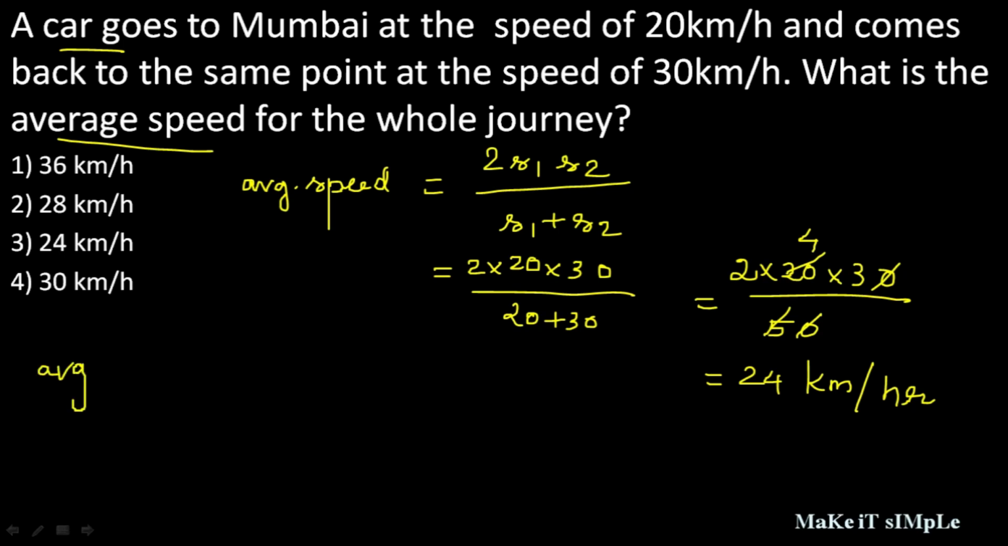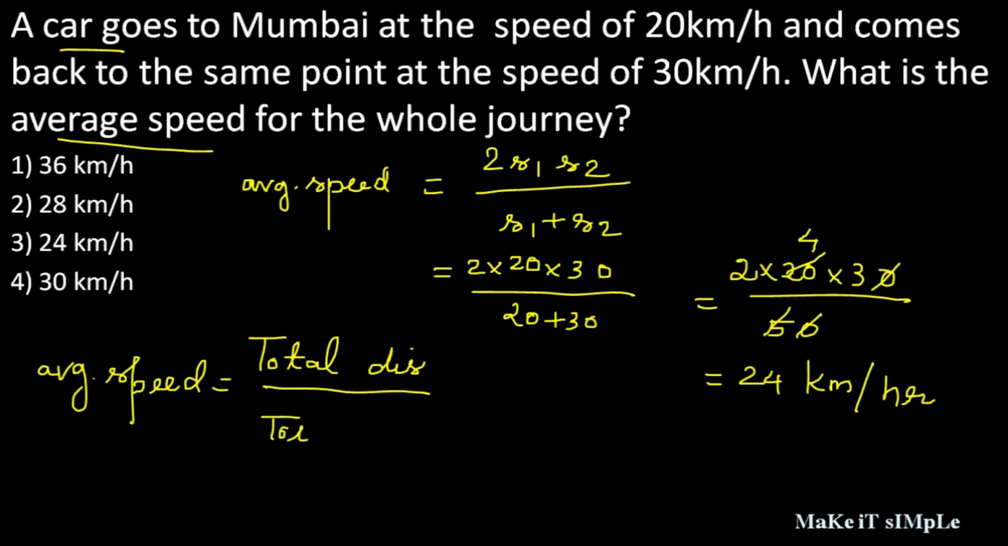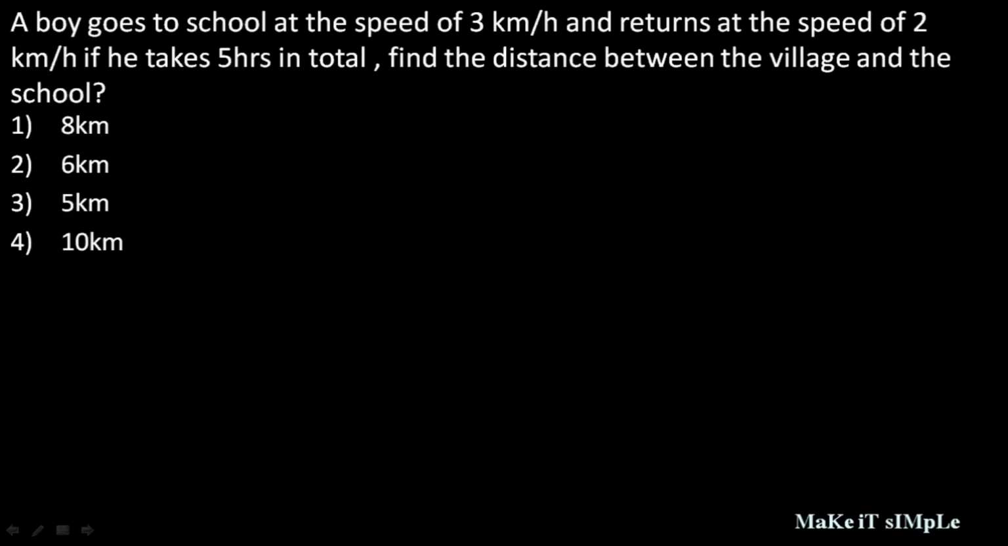Okay, fine. Now one more thing you have to know: the general idea behind average speed is nothing but total distance divided by total time. This is the general concept, you just remember it. This formula for finding the average speed is applicable only when the 2 speeds are given. When more than 2 speeds are given, you have to use this concept and solve the problems, the total distance by total time. So here the answer is 24 km per hour.